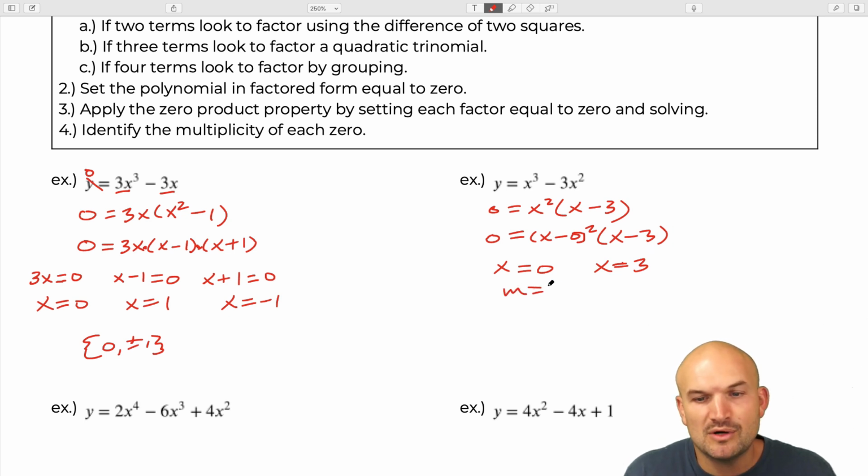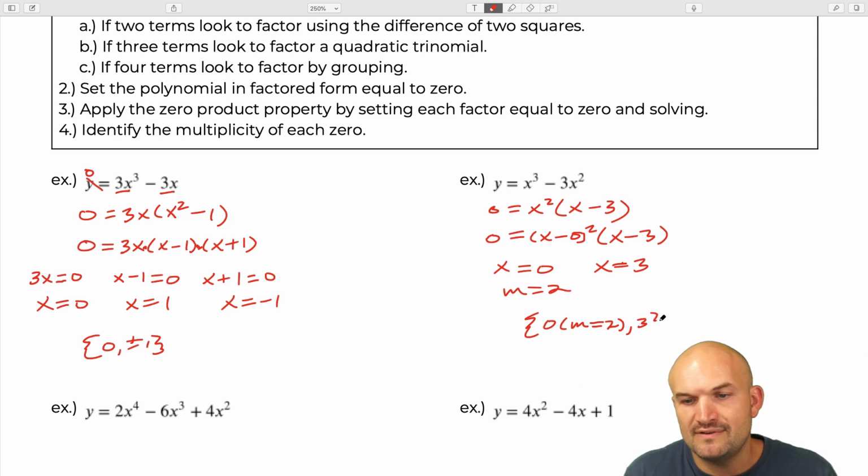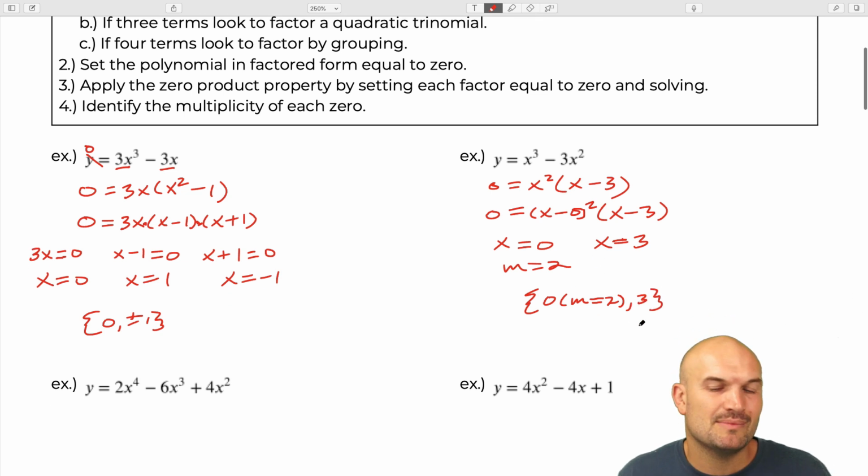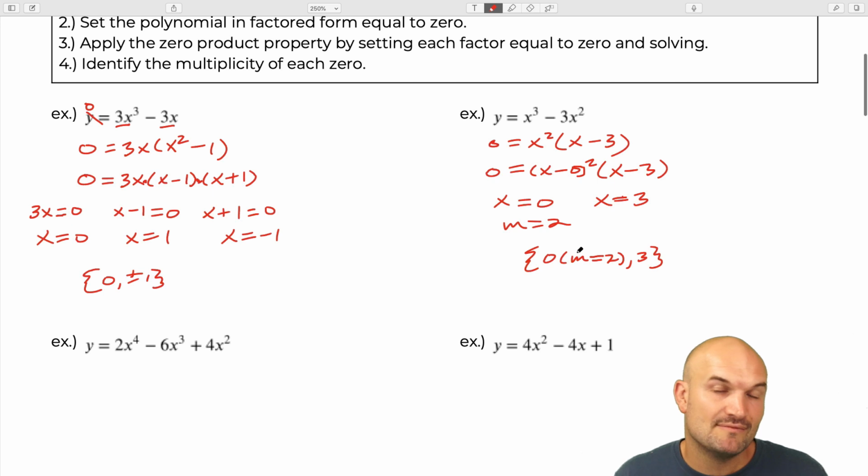However, this is going to have a multiplicity of 2, and this would be a multiplicity of 1. So when I write my zeros, I'll just say multiplicity of 2. And then we'll have another factor of 3. So that's how I write them, to differentiate when the zeros have multiplicity and when they don't.